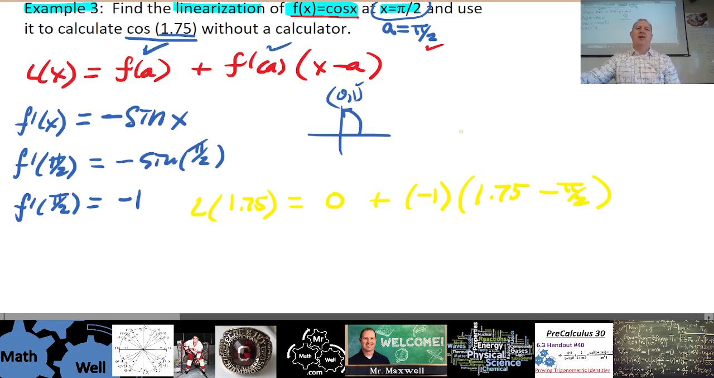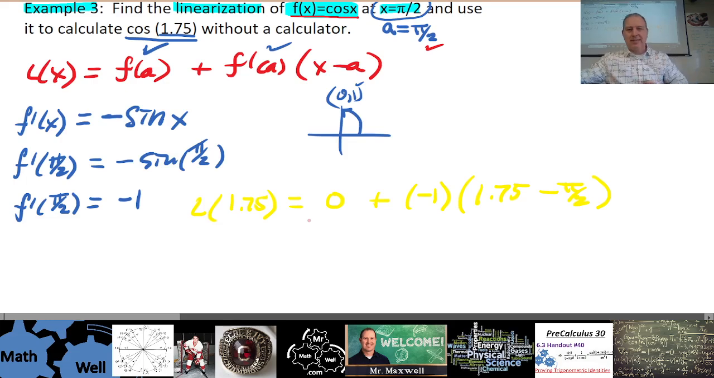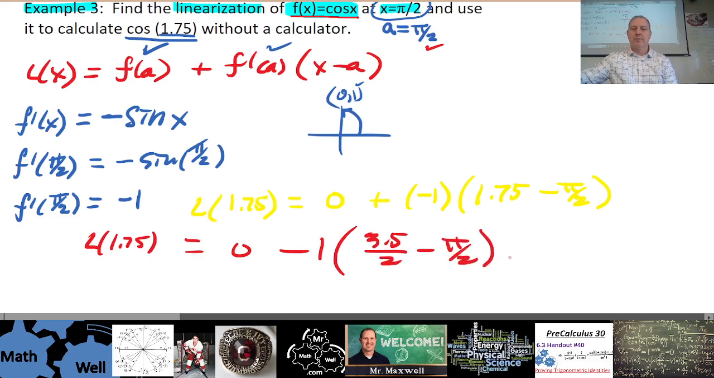I don't like yellow. You guys might like it. I don't like it. Looks good up there? It doesn't look good on my screen.